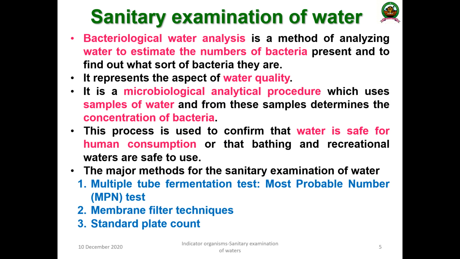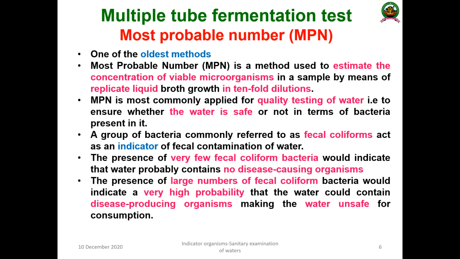In microbiology, these are big units. If you ask your final year student friends, they are going to do major experiments, and each experiment will take 3 days to complete. That is the interesting thing, that is what they do in their laboratory. So first, the multiple tube fermentation test, or most probable number. This is one of the oldest methods in sanitary water analysis for checking quality.